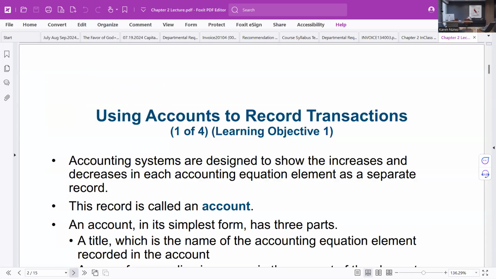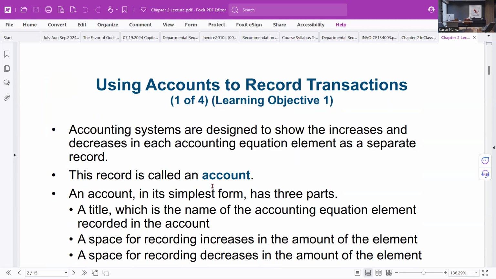So businesses engage in transactions and events. And what we learned in Chapter 1 was that all of these transactions, when we measure them, we have to determine the effect they have on the accounting equation. And that's what we're going to continue to do in Chapter 2. We're going to look at the transactions and determine how they affect the accounting equation.